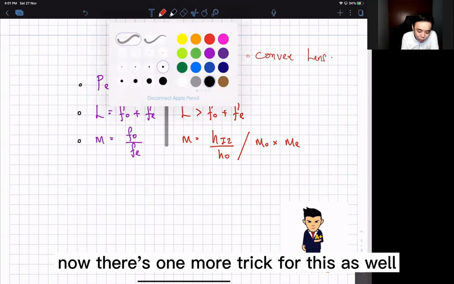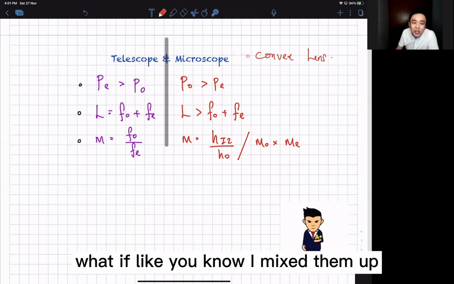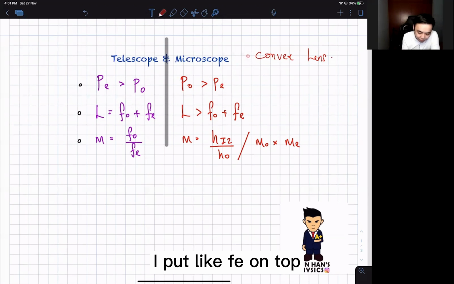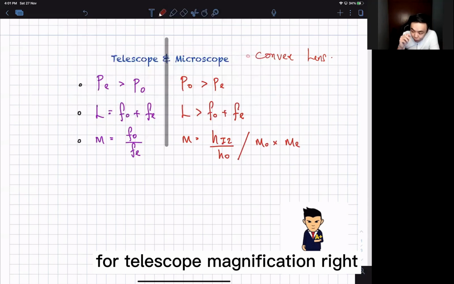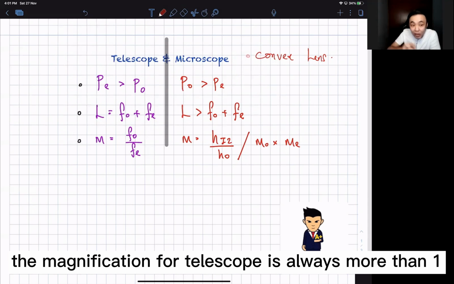Okay. Now there's one more trick for this as well. Sometimes you say, hey, what if I turn this upside down? What if I mix them up and put FE on top? Now, one more trick for you. For telescope, the magnification value is always more than 1. The magnification for telescope is always larger than 1.